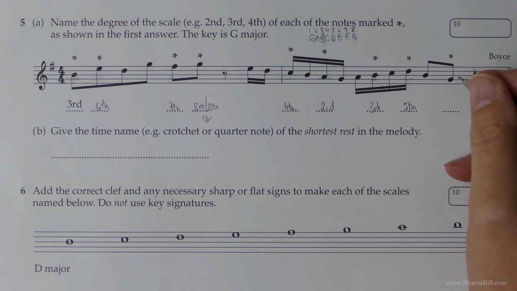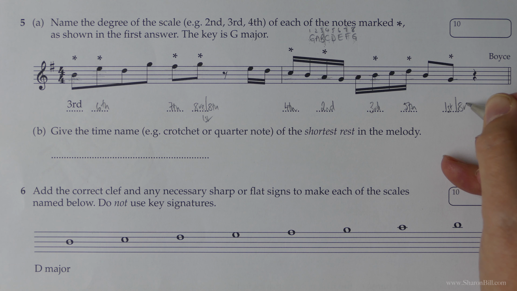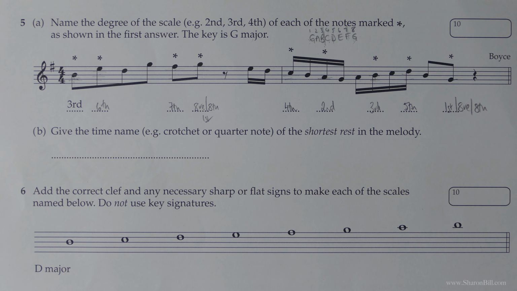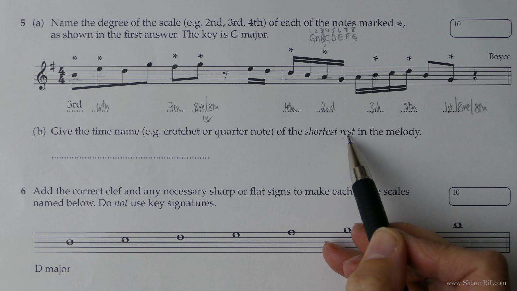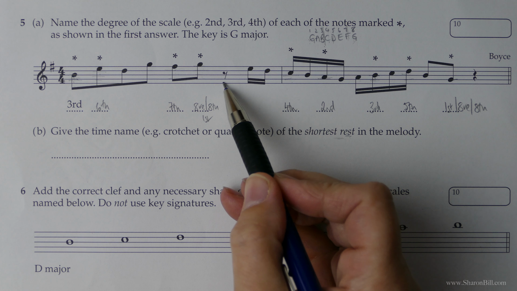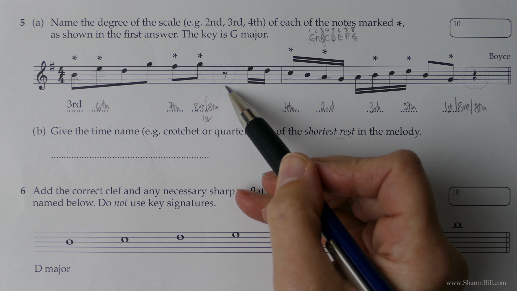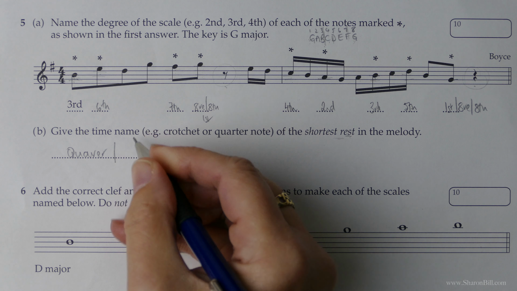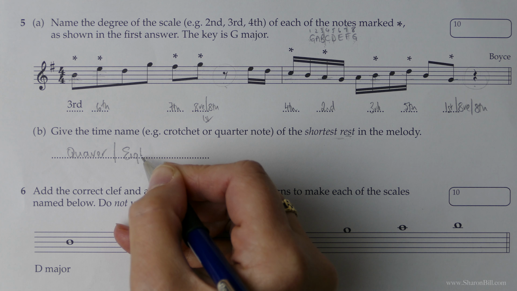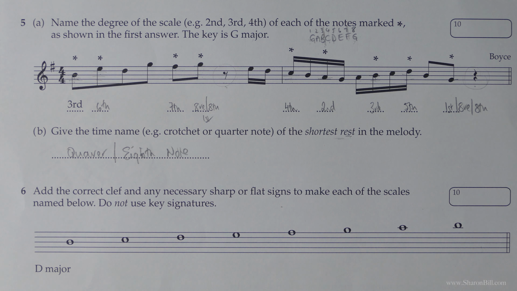And then now to the last one. This is our G, and so we've gone again. We can either call it the 1st, octave, or we can call it 8th. So there we go. Now we need to give the time name of the shortest rest in the melody, the rest, not the notes. So we've got a rest here and a rest here. This is a 1 beat rest, this is a half a beat rest. This is the shortest one, and that's a quaver rest, or alternatively you could call it an 8th note rest. There we go.